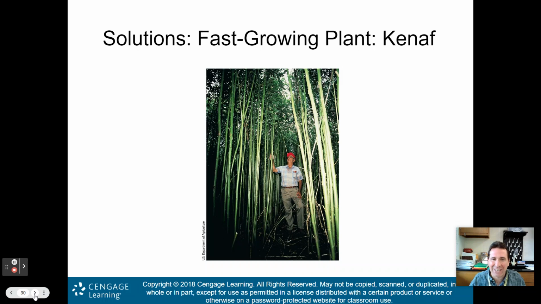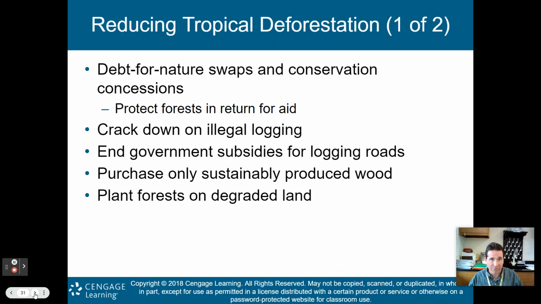This is a plant called quinoa. Again, it's a fast-growing plant. It actually can be used to make paper. So instead of cutting down old-growth forests, maybe this could be a solution. Plant these. They grow very fast, and then you can make paper out of that.